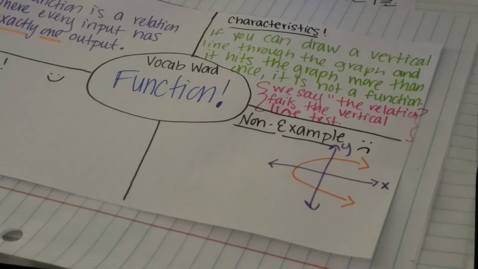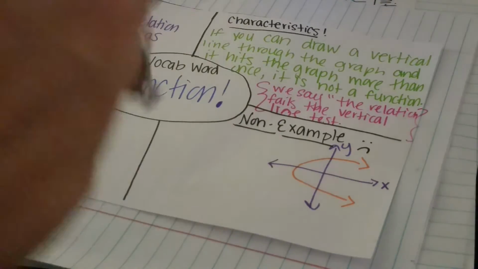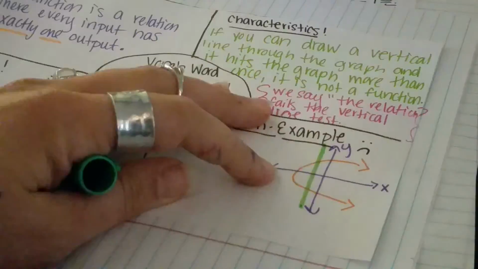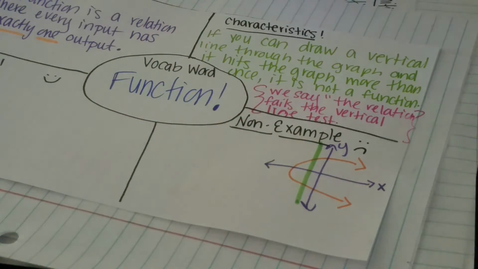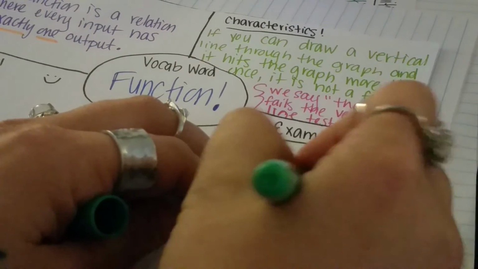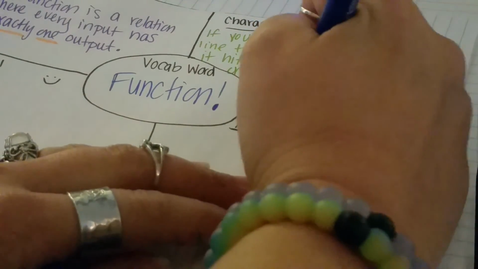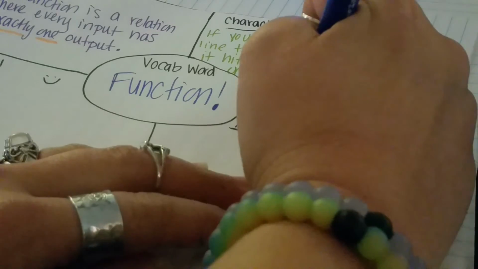Okay, so vertical line means you literally take your marker. I'm going to use green. And you draw a vertical line through it like that. Now, how many times does my green line hit that graph? Twice. Once right here and once right here. That is not a function. It failed the vertical line test. It's still a relation though.